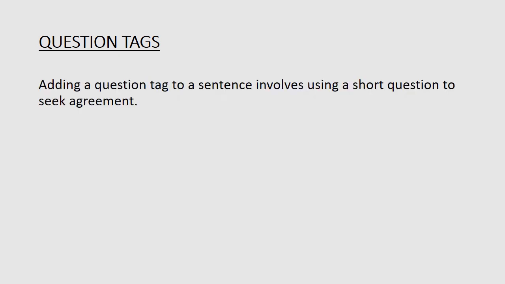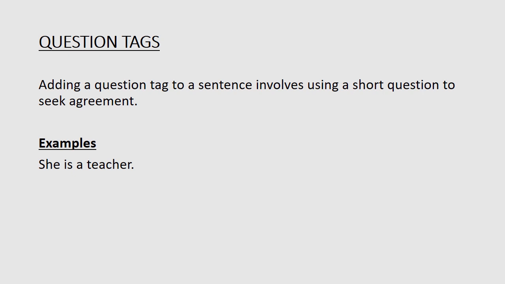Adding a question tag to a sentence involves using a short question to seek agreement. The word seek is more like look. So when you're looking for someone to agree with you, we add the question tag to a sentence. This question tag is just a short question. To understand that, let's take a look at an example.